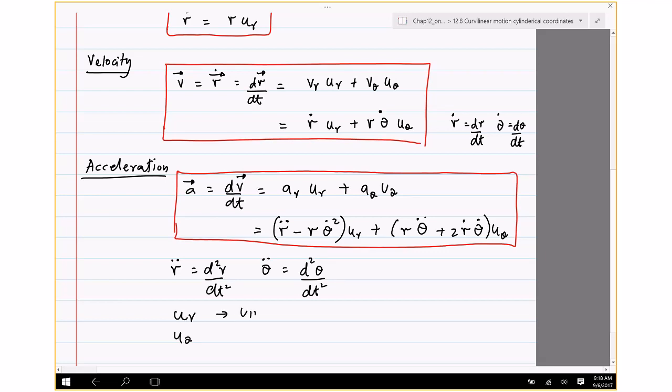Unit vector along r, and this is a unit vector along theta.